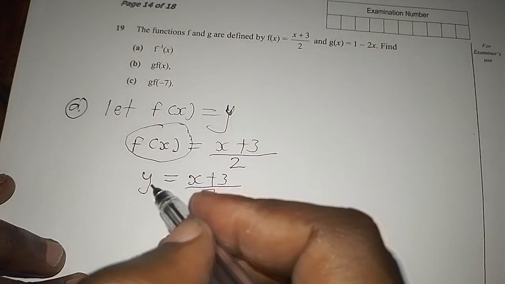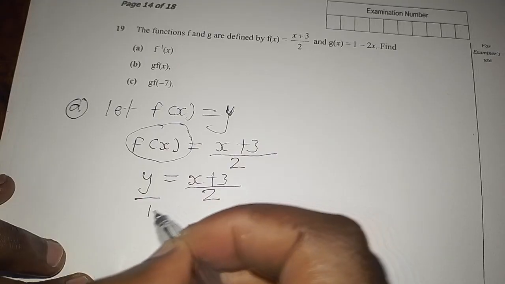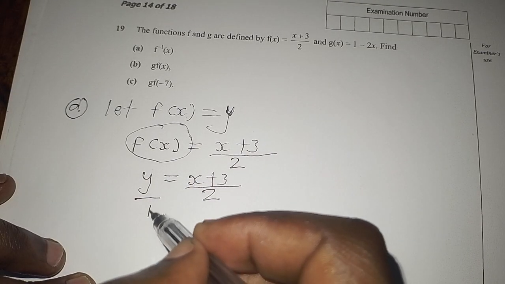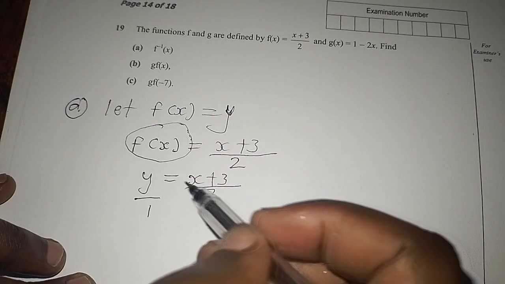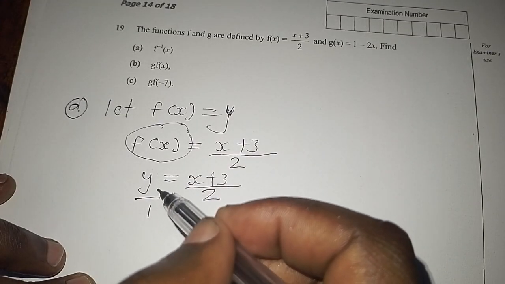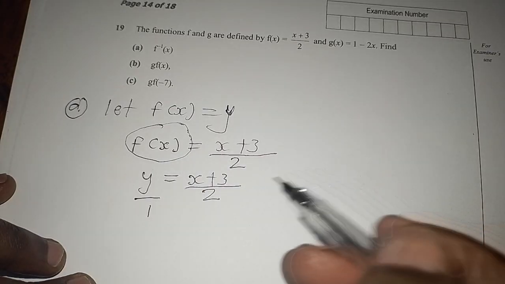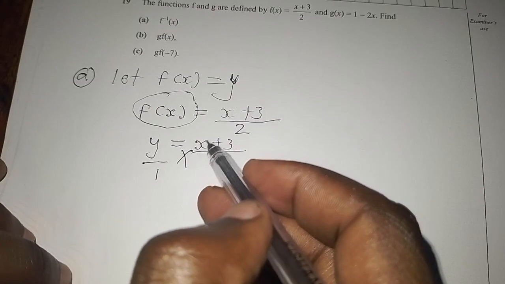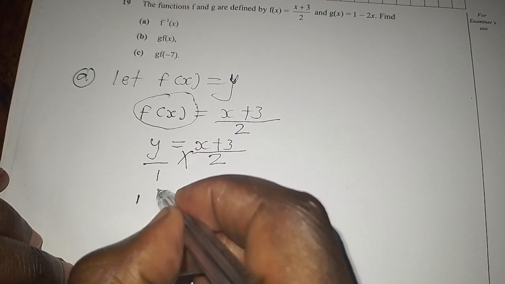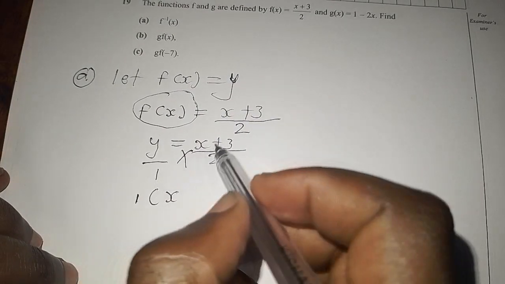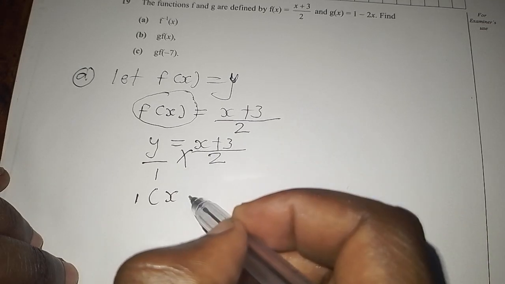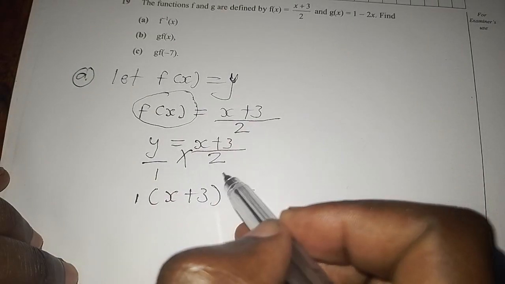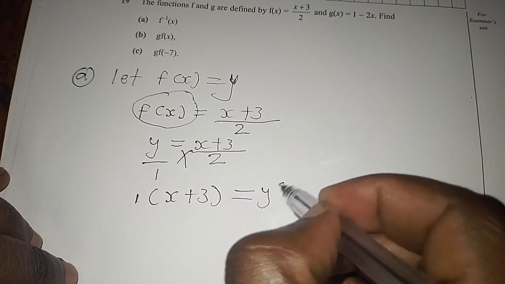You can make it easier by putting a 1 under y. You don't put a 2, because a 2 will change the value, but a 1 still gives you y. Then you cross multiply, with x first since we want x as the subject. So x plus 3 equals y times 2, or 2 times y, it is one and the same.